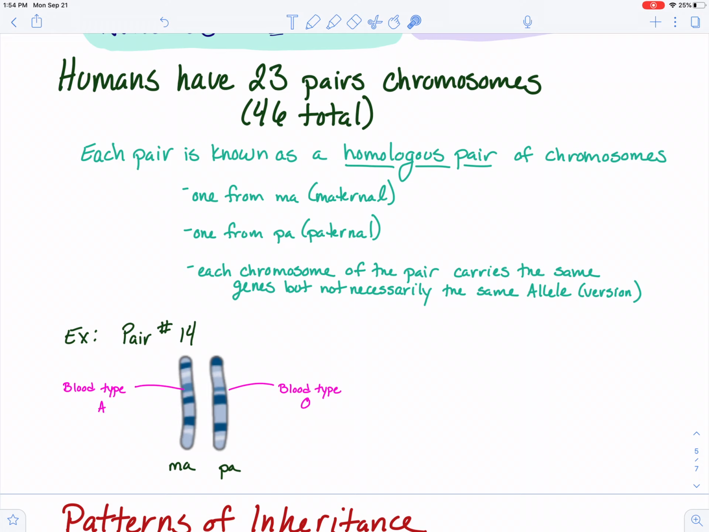And we'll talk more about what blood type you would end up with later on, but just understand that you have homologous pairs of all 23 chromosomes, one from ma, one from pa, and that each pair codes for the same genes, but maybe not necessarily the same version.